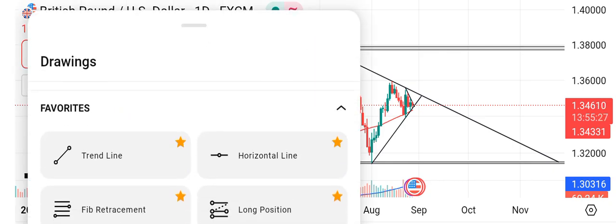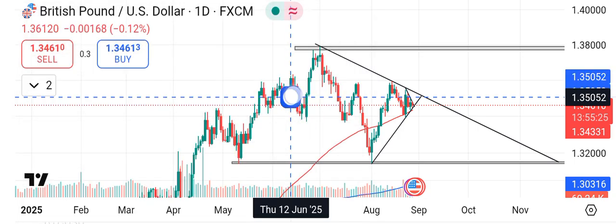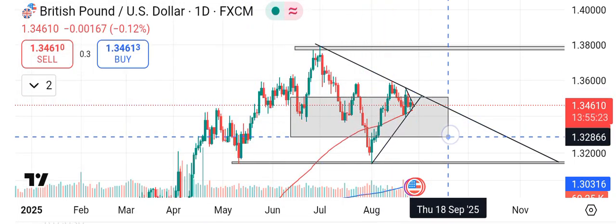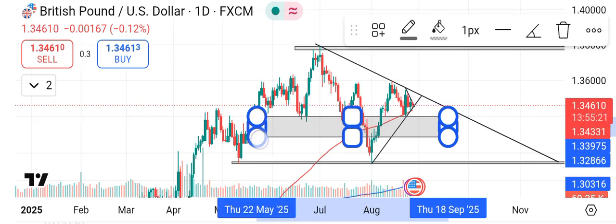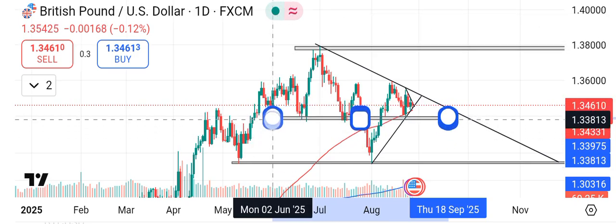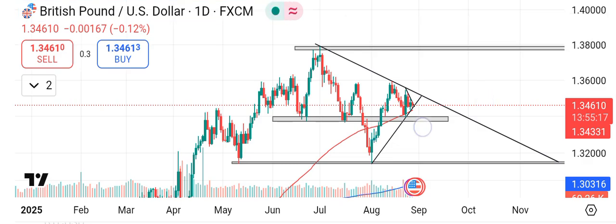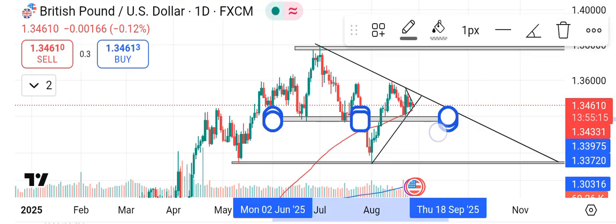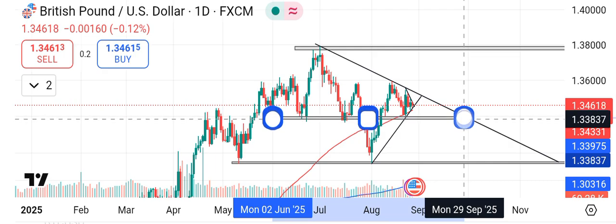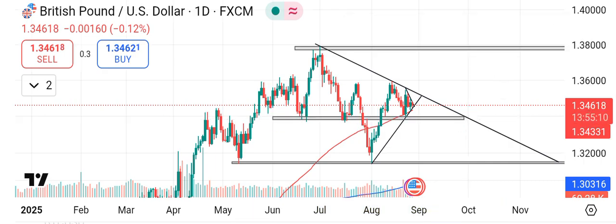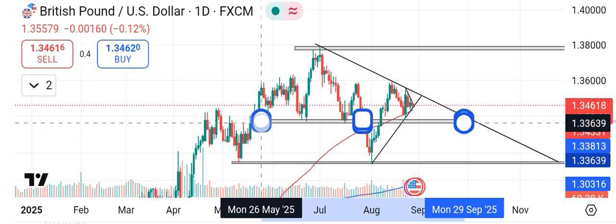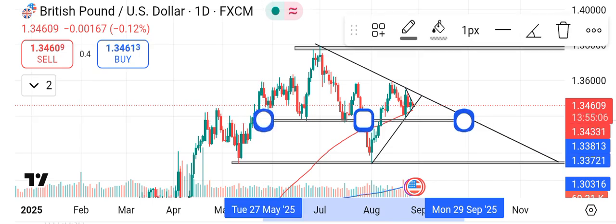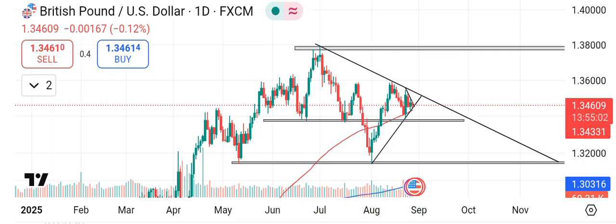So this is an inverse head and shoulder we have here. We are expecting price to pick up from this point back to the resistance level. So we have to narrow down to the 1 hour or 4 hour time frame to see how we can catch our entries for a buy back to the resistance level.